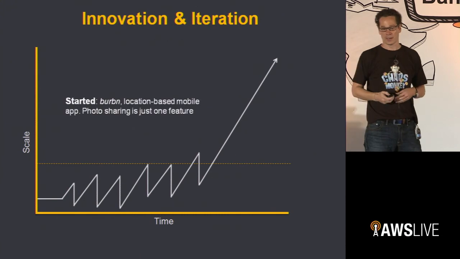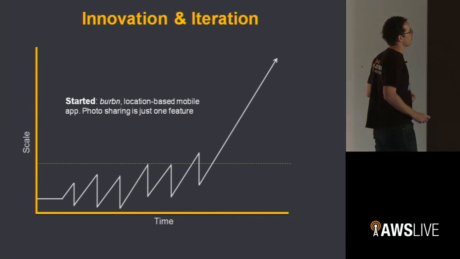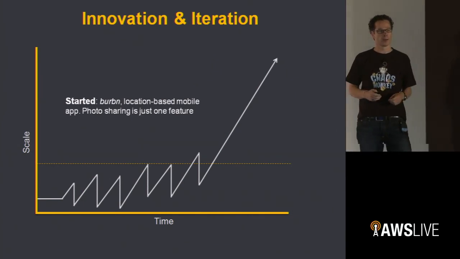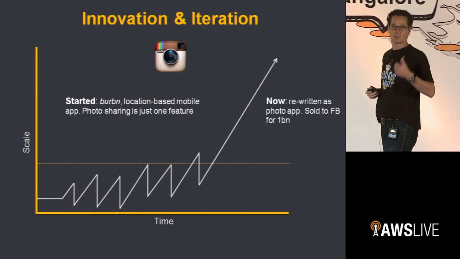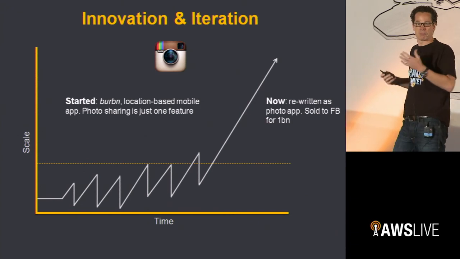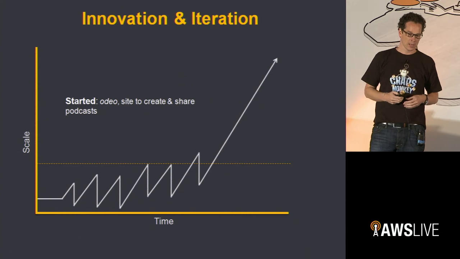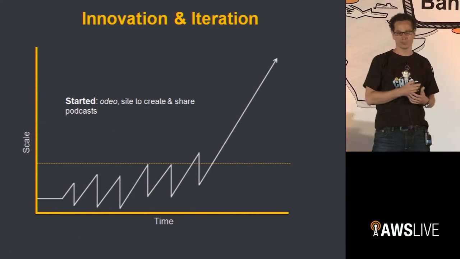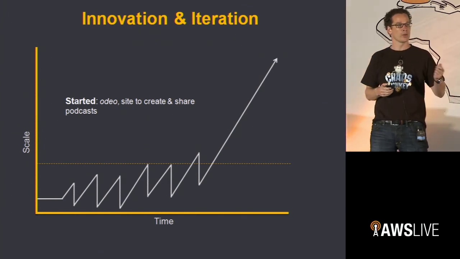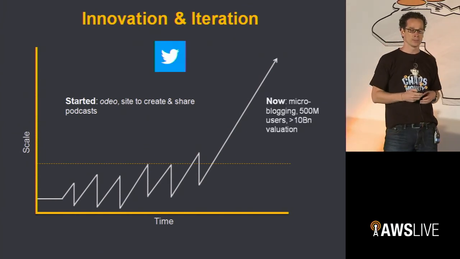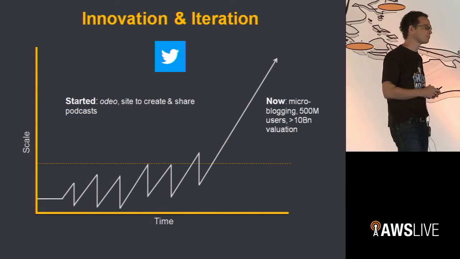Some interesting proof points of that. Here's a company that started called Bourbon, and they were a location-based mobile app, and there was some photo sharing. They tried it, it failed. They iterated. It became Instagram. $1 billion, sold to Facebook. Super powerful product. Here's another one. Anyone heard of this company called Odeo? They were doing sharing and creation of podcasts. They had this small feature where you could communicate. They zoomed in on that feature. Microblogging, this is Twitter. They failed significantly many times before they actually hit it.